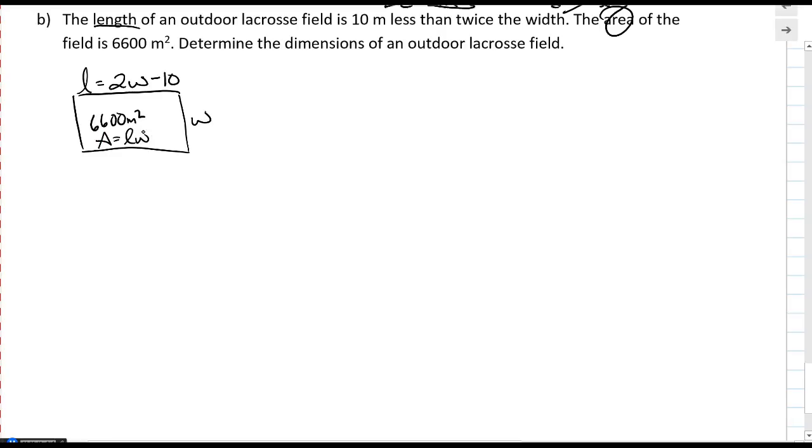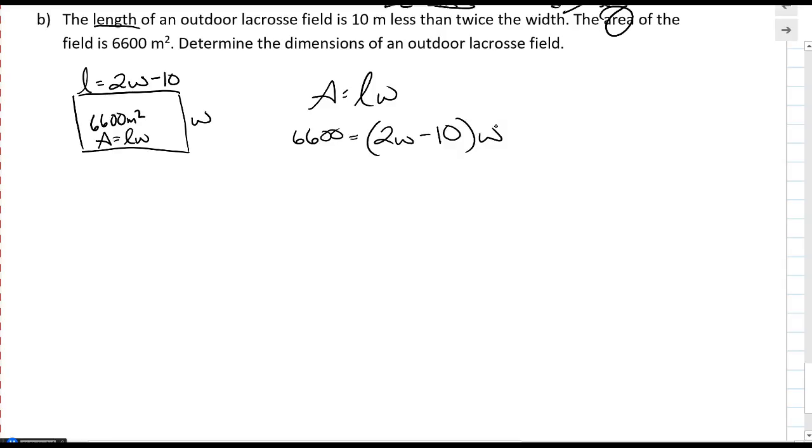So to work backwards and figure out the dimensions of my field, I'm going to have to apply that area equation, but then plug in my different variable values here. So I've got area equals length times width, but we've got 6,600 as my area equals length, which I'm now going to write as 2w minus 10, times the width.